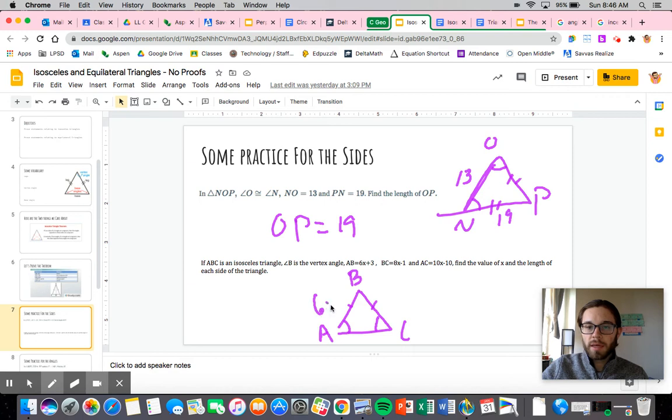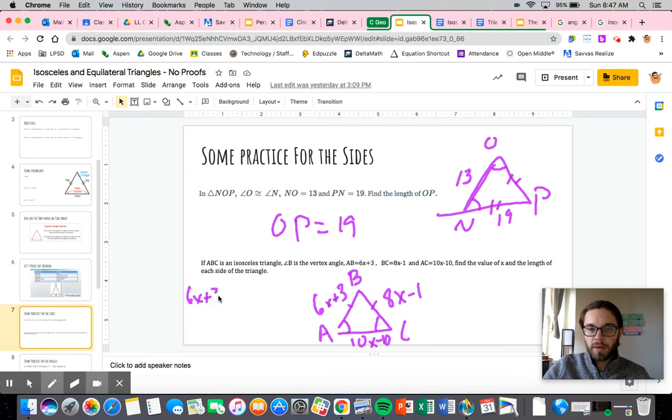AB is 6x plus 3. BC is 8x minus 1. And AC is 10x minus 10. And then we're going to find the value of x. Well, what can we do? We know that these two are congruent. That means these two are equal to each other.